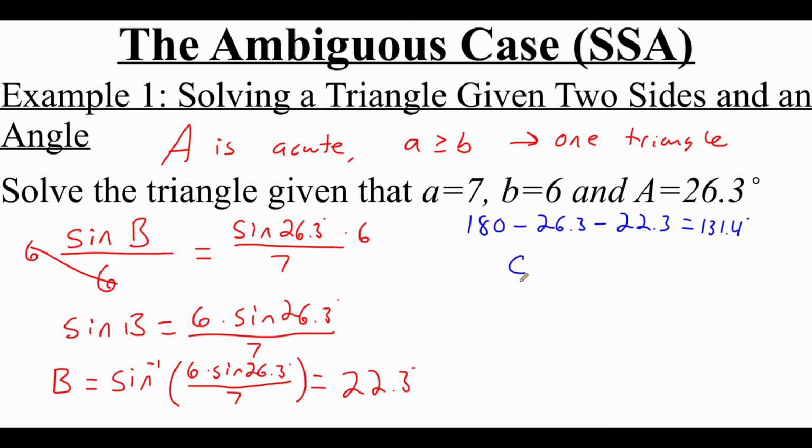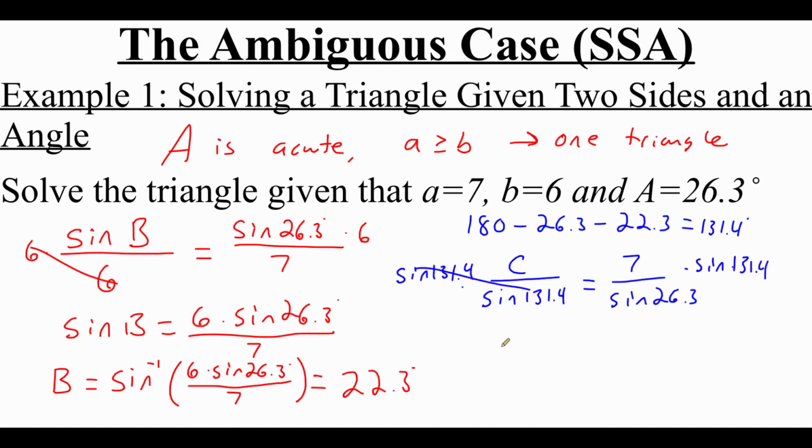Now the last thing we need to find is side C. So I'm going to take side C over the sine of this 131.4 degree angle equals, now in my initial setup I was given information about side A and angle A, so I'm going to use that to help me out. So I'm going to go 7 divided by the sine of 26.3. Now I need to multiply that sine of 131.4 over to the other side.